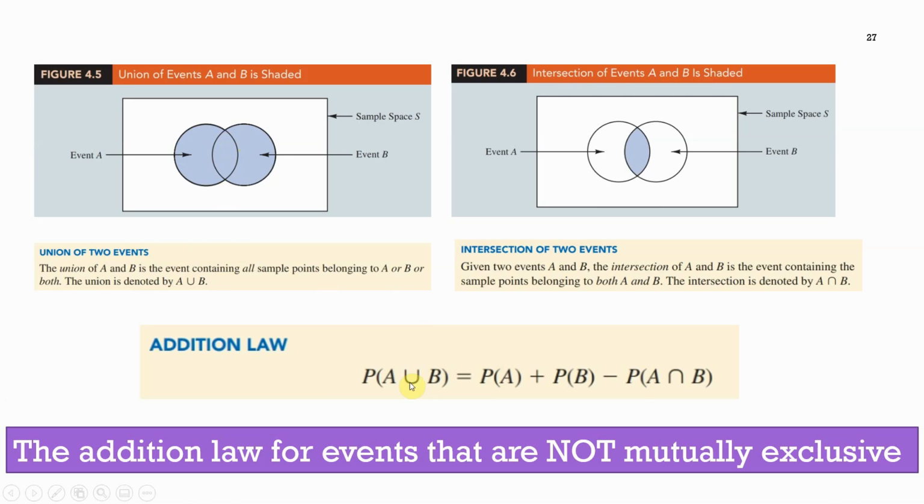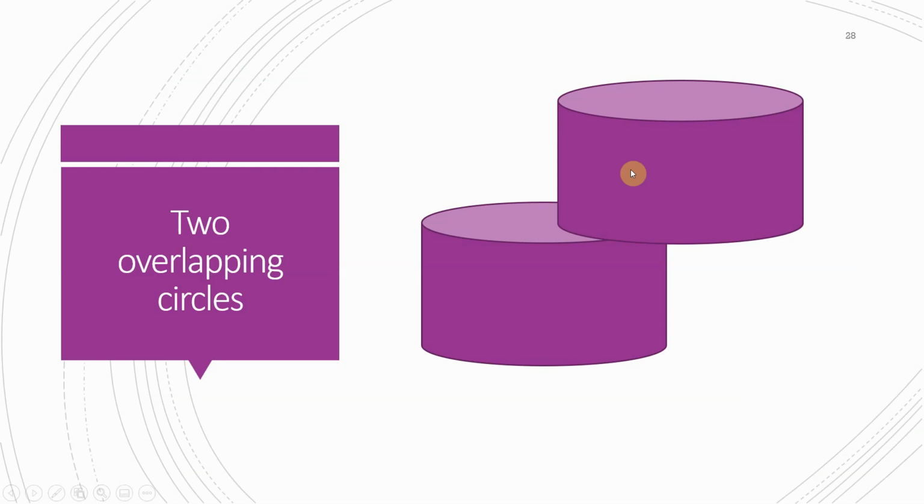So the equation for events that are not mutually exclusive is the probability of A plus B minus the intersection, the probability that A and B happen. Why are we subtracting that? That doesn't seem to make sense. Well, we are taking A, adding it to B, but you notice there's this intersection. We have to subtract some of that out because otherwise we're counting it twice.